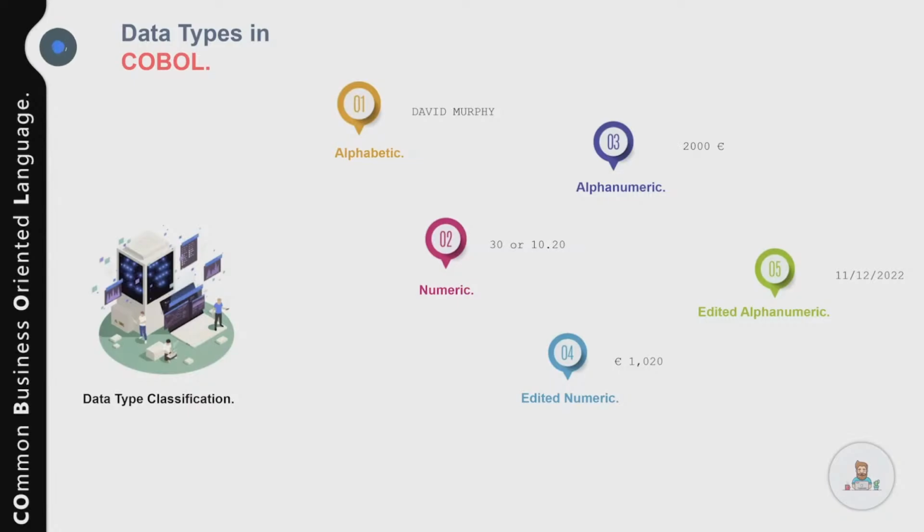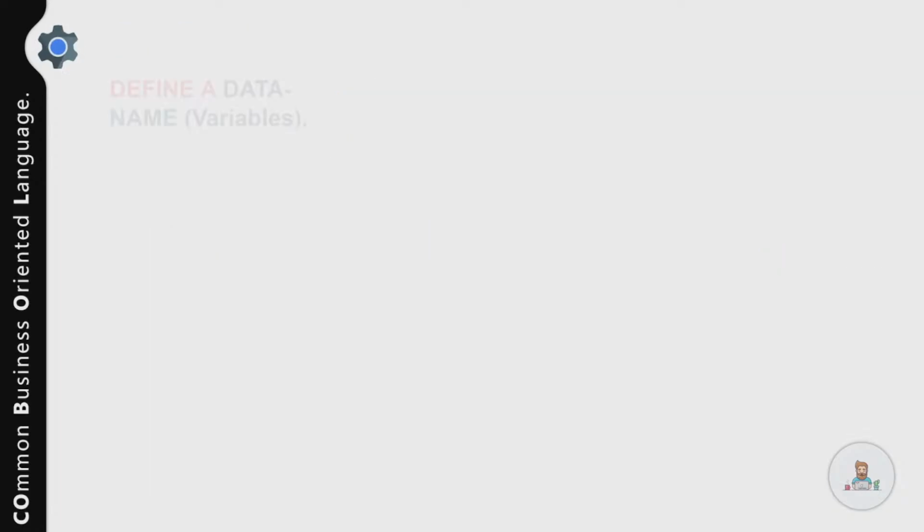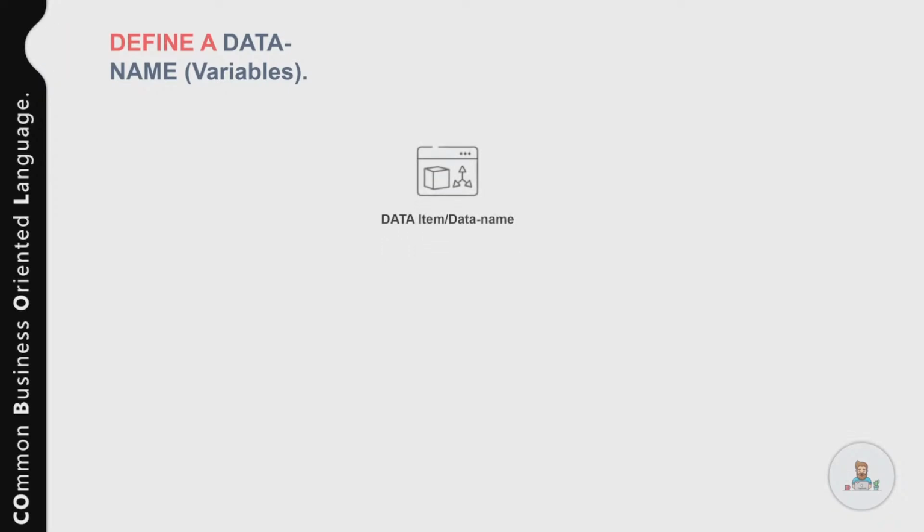So this is how you can use these different data types for categorizing data or printing data on the report or probably on the screen. Now let's talk about how to define a data name in COBOL. So let's get started. In COBOL, variables are called data names.